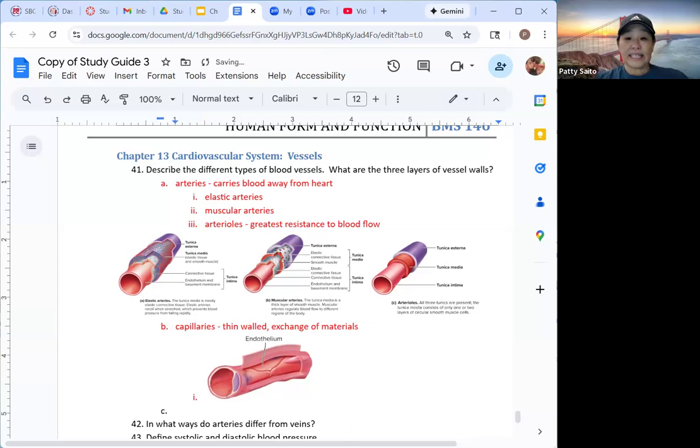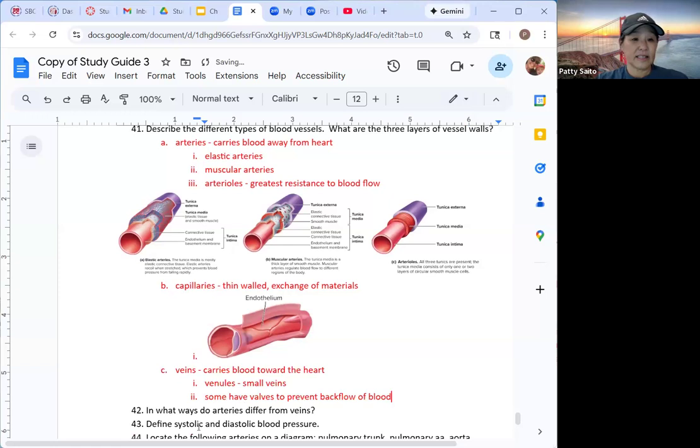All right, lastly, we have the veins. I should put venules and veins. So they carry blood toward the heart, venules being small veins. Okay, and as we're coming back, we go through the venules first, and then they become veins as they get bigger. And some of the bigger veins have valves to prevent backflow.